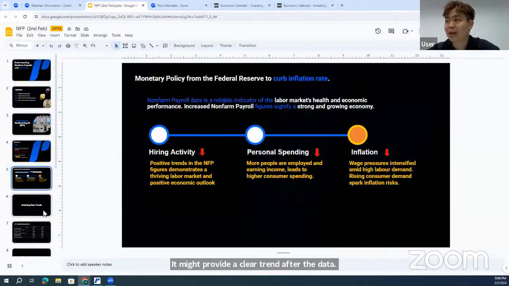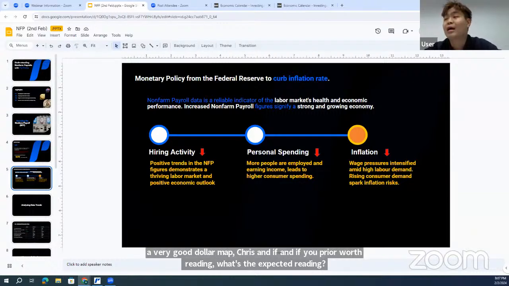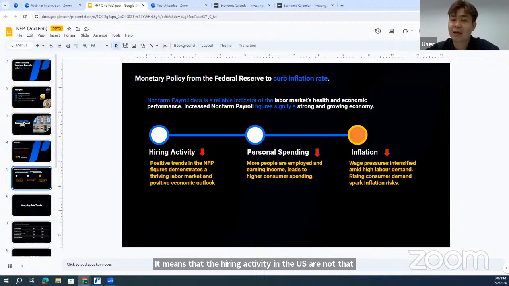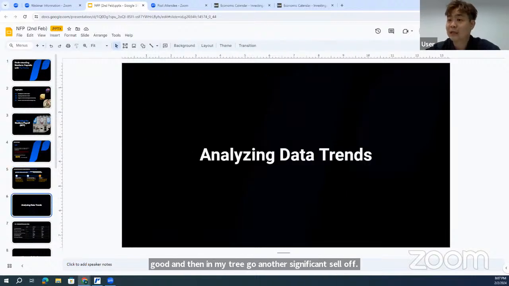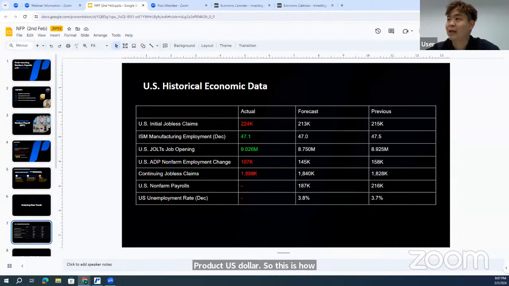To put it in simple terms, NFP is linked to the jobs data. If NFP is very good, it means that US jobs are very good, and the dollar might increase. And if NFP provides a worse than expected reading, it means that hiring activity in the US is not that good, and it might trigger another significant sell-off for the US dollar. So this is how we analyze the previous data trend.